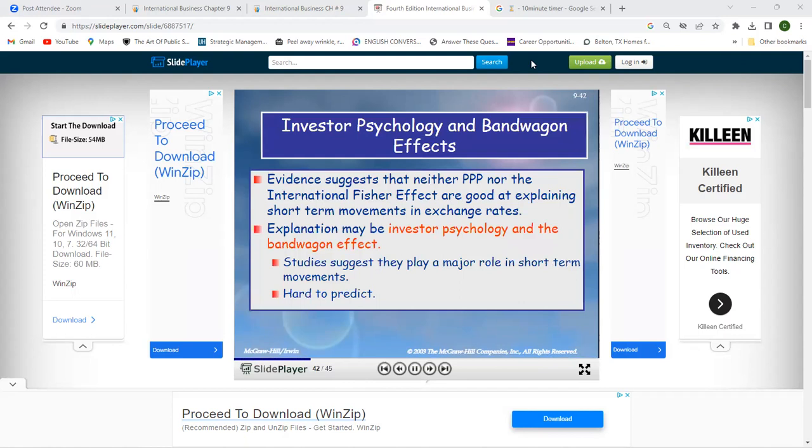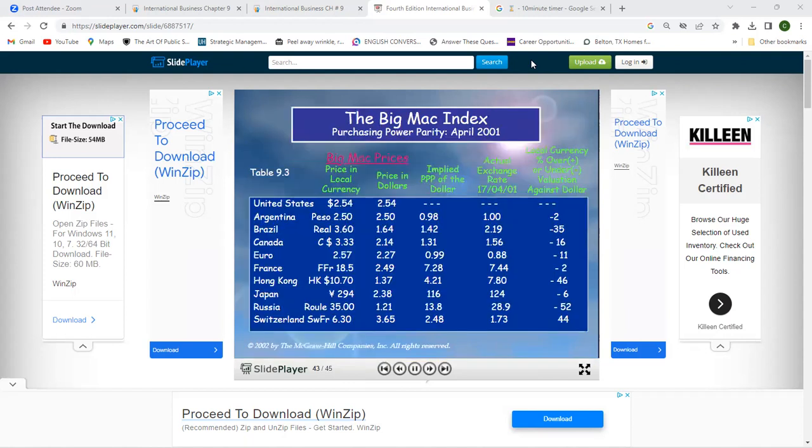Evidence suggests neither PPP nor the international Fisher effect is good at explaining short-term movements in exchange rates. The explanation may be investor psychology and the bandwagon effect. Studies suggest the major players follow the trend. The Big Mac Index, Purchasing Power Parity of April 2001.